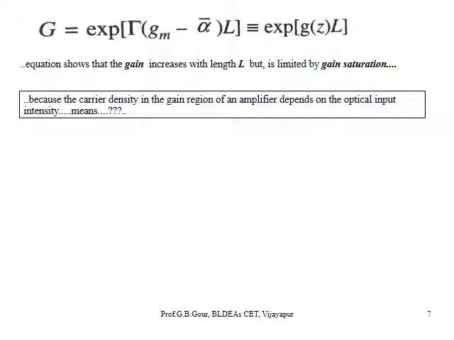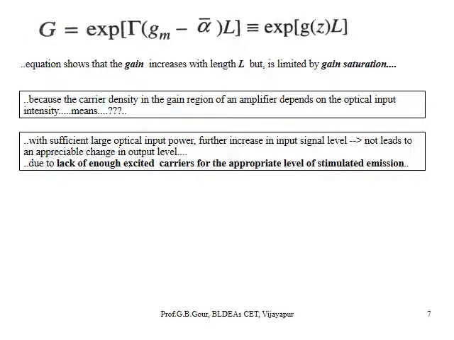Because the carrier density in the gain region of the amplifier depends on the optical input. So first we have to understand the gain region in this sentence. Okay, carrier density in the gain region of an amplifier means how much portion, how much effective area of the core is contributing to this population inversion. That is a gain region, where we get a significant contribution to the enhancement in the amplifier gain by the carrier density. So let us see what this gain saturation is, related to this gain region.